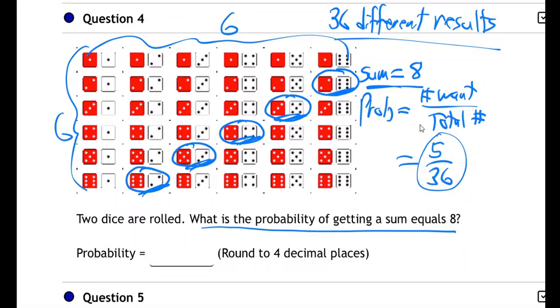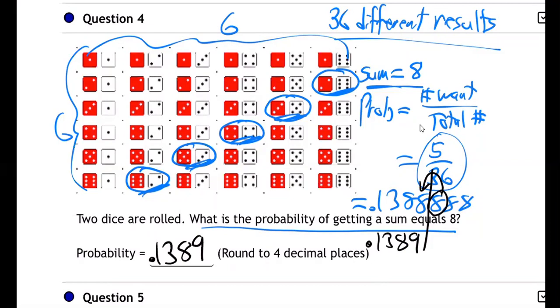And then we got to get a decimal in our calculator, so I'm going to do that right now. I'm getting 0.13, and then it's just 8 the rest of the way. We're supposed to round after 4 places, so I'll put a line right there after the 4th place. That 8 after the line tells me to do what? Round it up, right? So the answer is 0.1389.